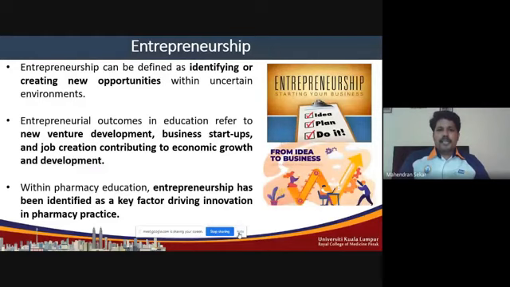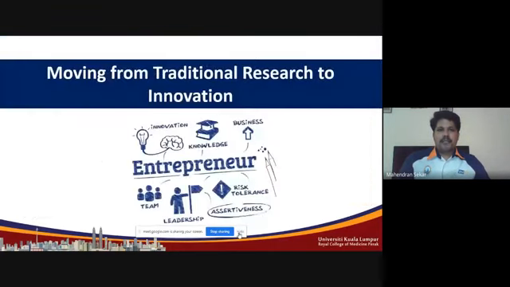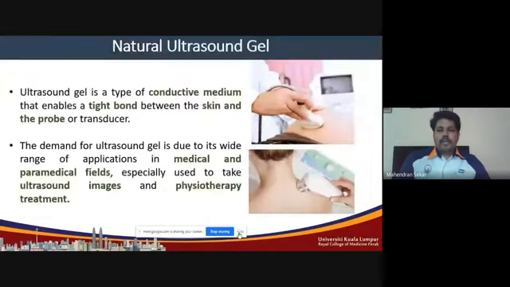Within pharmacy education, entrepreneurship has been identified as a key factor driving innovation in pharmacy practice and education. So how can we move from normal traditional research to innovation? Here I'm not going to talk much about the basics of innovation. I'm going to show some products made by undergraduate students. This will enlighten you to create more innovative products in future. The first product I am going to highlight is natural ultrasound gel.